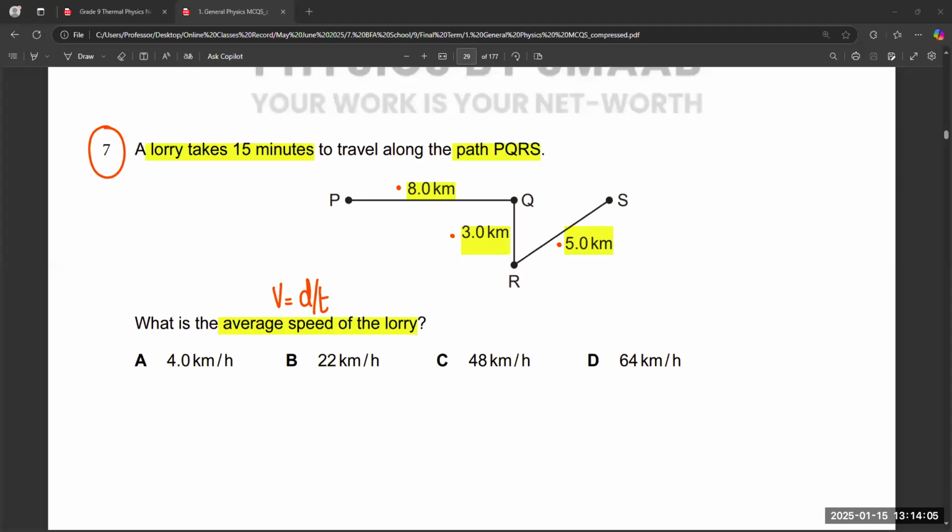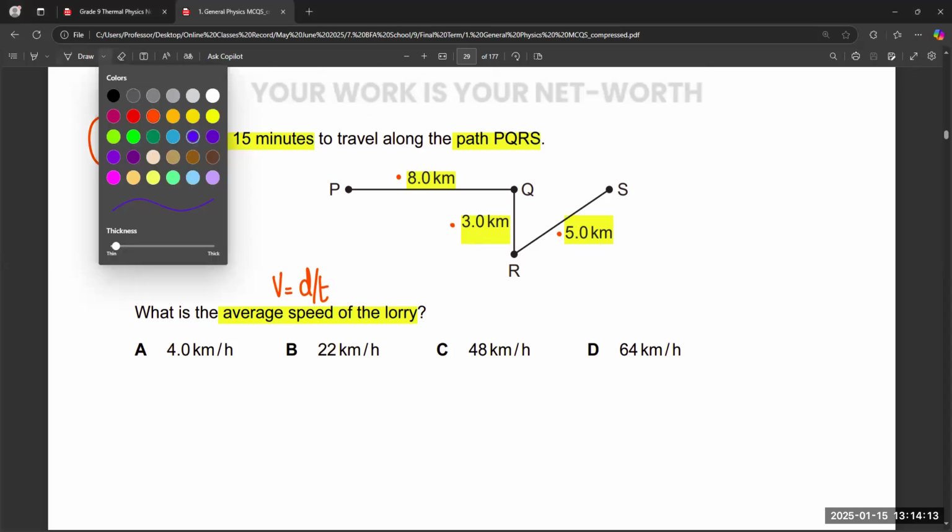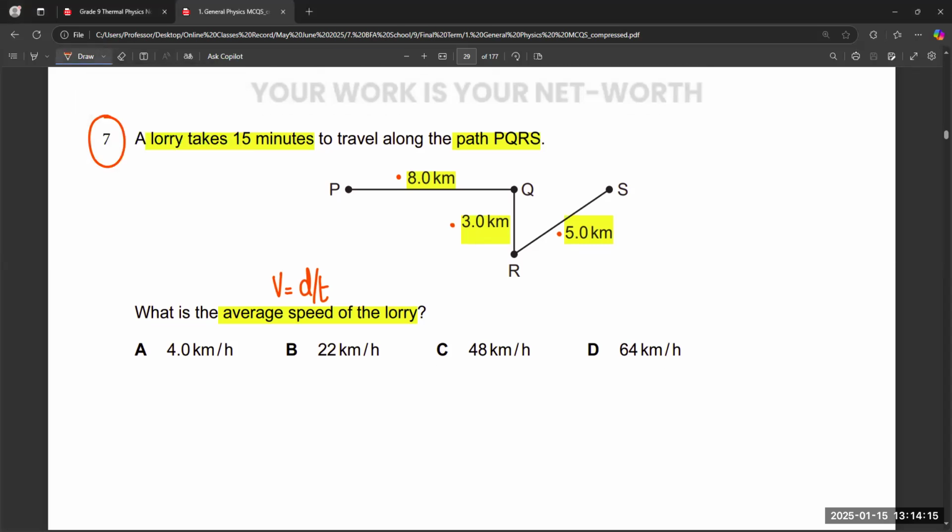You mentioned that we need to add the distances. So total distance is 8 plus 3 plus 5. I got the answer D, 64 kilometers per hour. Okay. So the body covers a total of 16 kilometers, right?